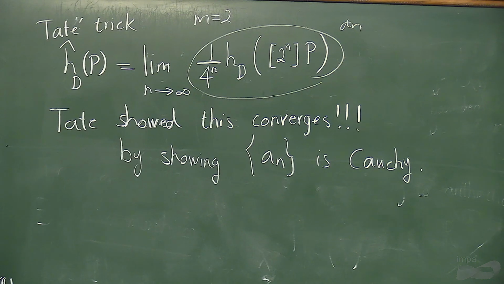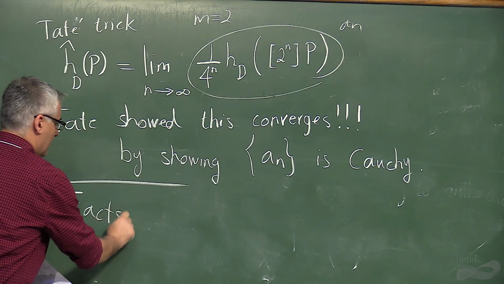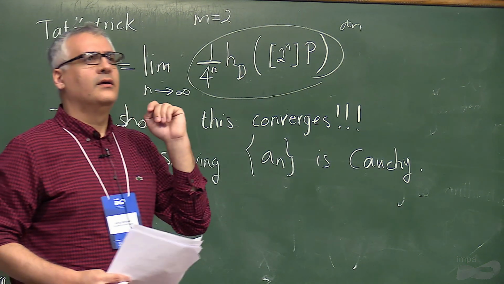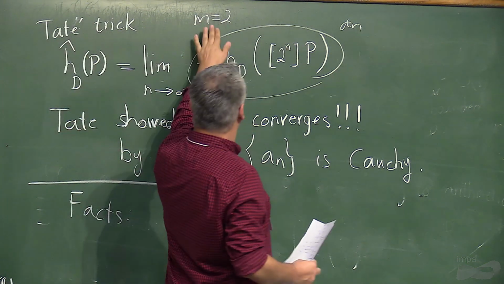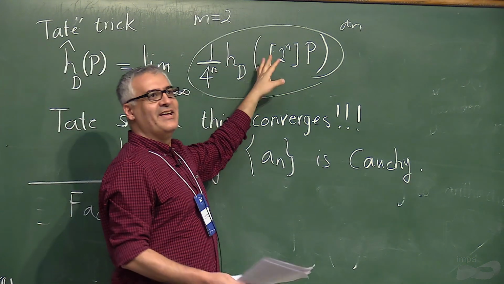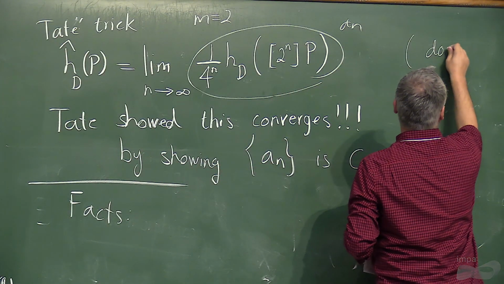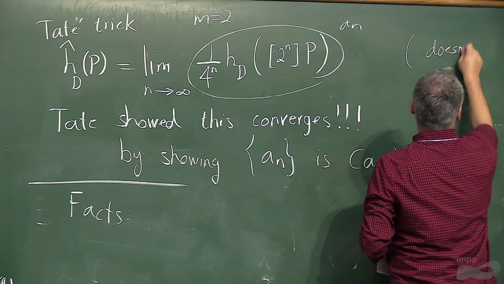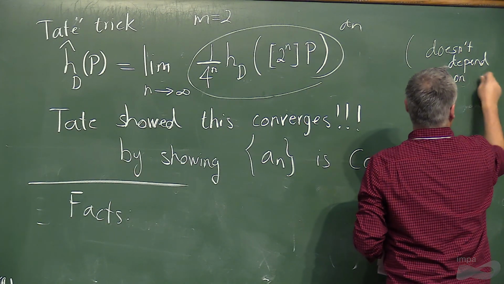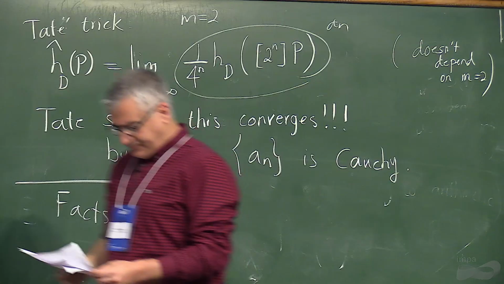Sorry, is 2 crucial here? The number? Yeah, 2 is crucial there? No. If you take 3, you get the same function. If you put m, you get the same. That doesn't depend on the m equal to 2 choice that I made. You always get the same function.